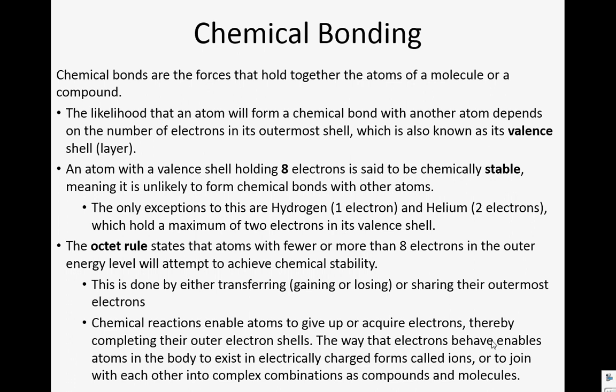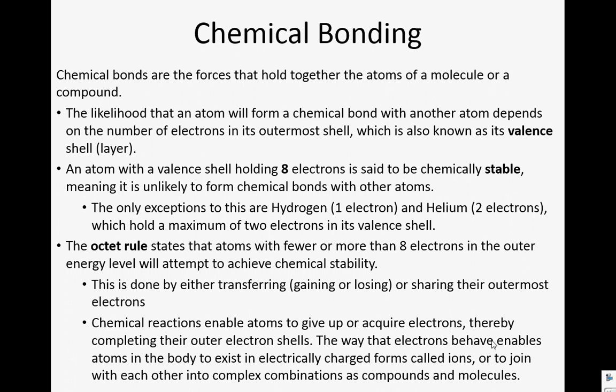Okay. We call that the duet rule, because duo for 2, whereas everything else behaves due to the octet rule. Okay. Octet because of the number 8. And this octet rule states that atoms with fewer or more than 8 electrons in their outer energy level will attempt to achieve chemical stability, which can be done either by transferring altogether, so gaining or losing electrons, or just sharing their outermost electrons with a neighbor.